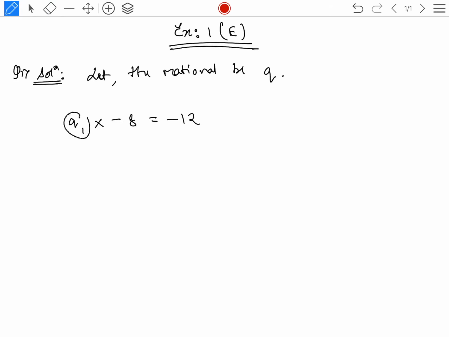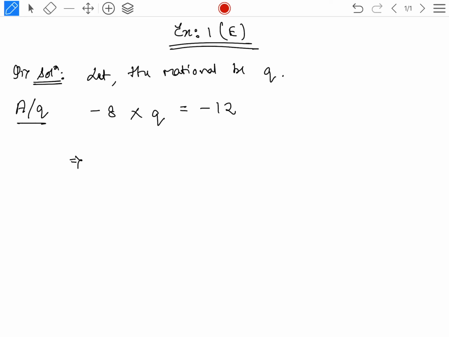So this is your question. We need to find the other rational number. Okay, product of two numbers is minus 12, one number is given as minus 8, so we need to find the other number. So this is our question. Now what you will write, first thing you will write let the rational number be q, then you will write according to question. According to question, minus 8 is one number, then q is another number that we took, then the product is given as minus 12. Okay, we need to solve this one.